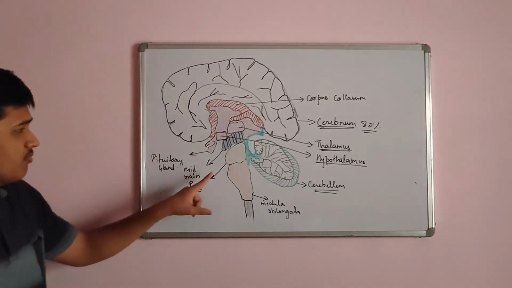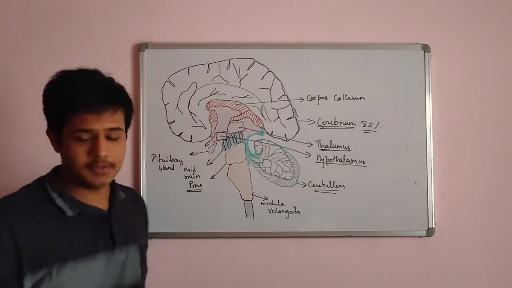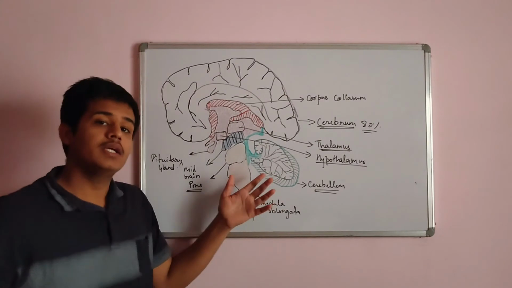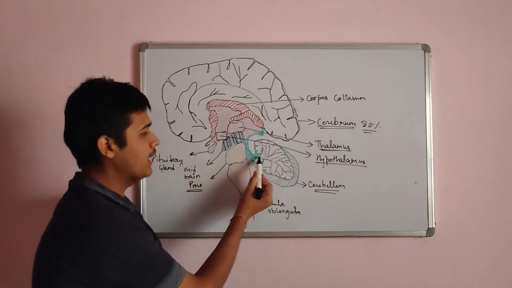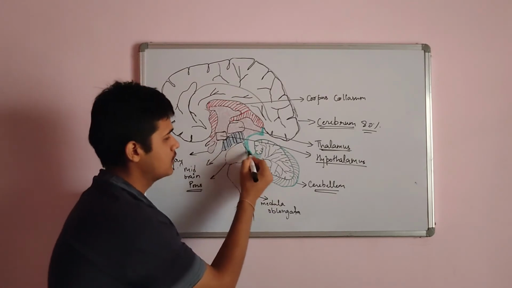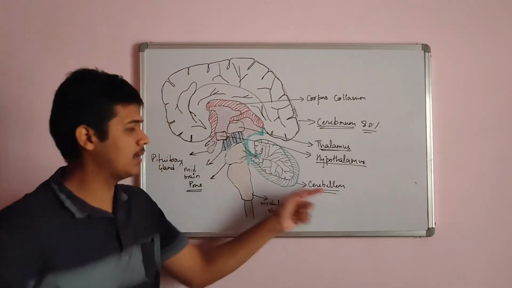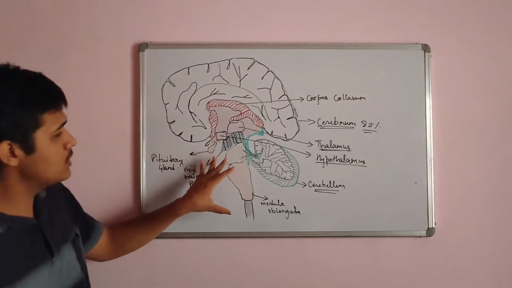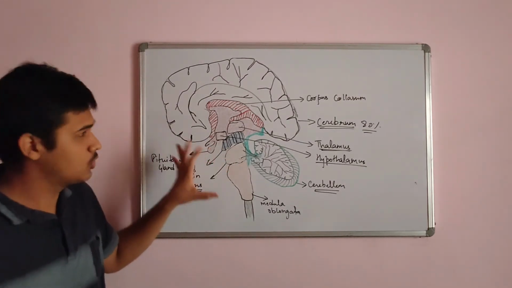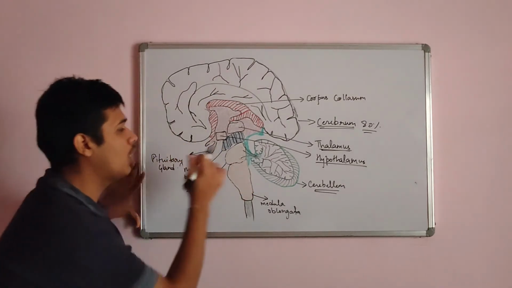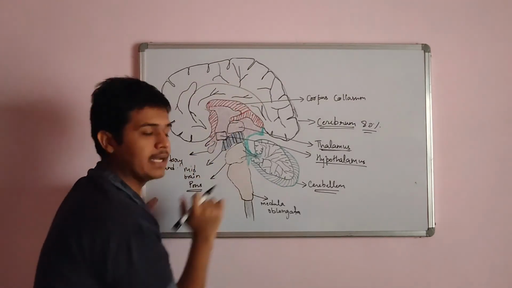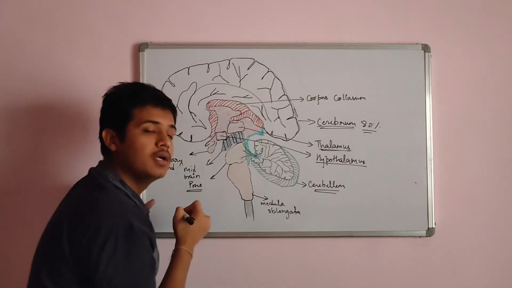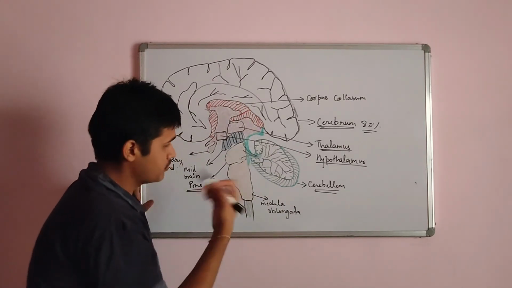This pons is made up of many nerve fibers. Those nerve fibers are directly connected to the cerebellum. So it houses many nuclei. This pons helps in passing information from the cerebrum to the cerebellum. So it takes part in transferring information.